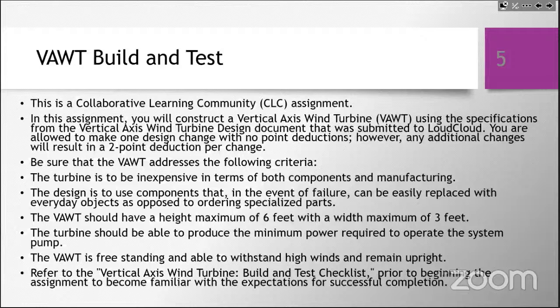You want to be sure that the VAWT addresses the following criteria. One, that the turbine is inexpensive in terms of components and manufacturing. The way this assignment was originally written, you were going to be making these things from buckets and pieces of wood, things that you would find lying around in an underdeveloped country. But that's not the case anymore.